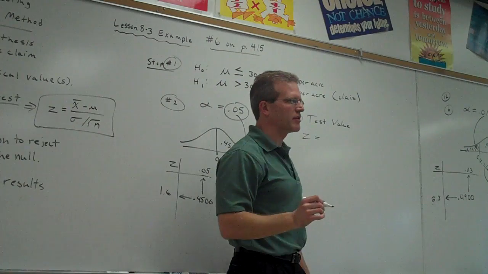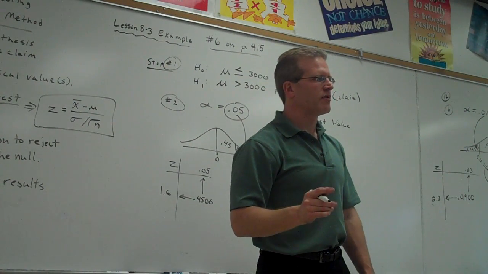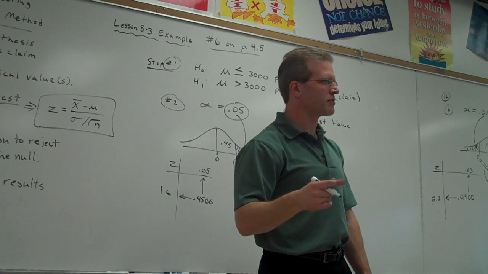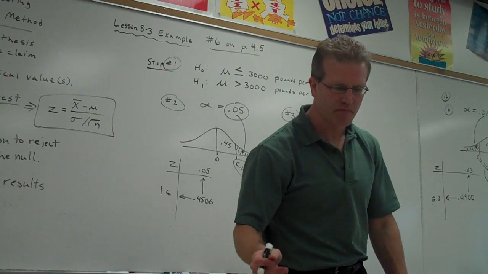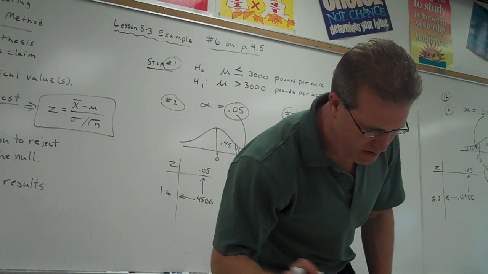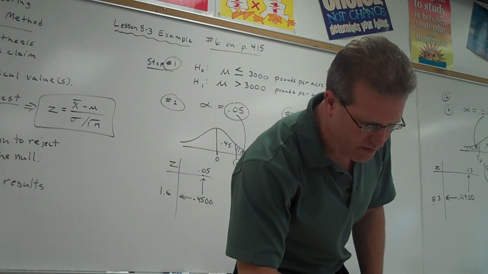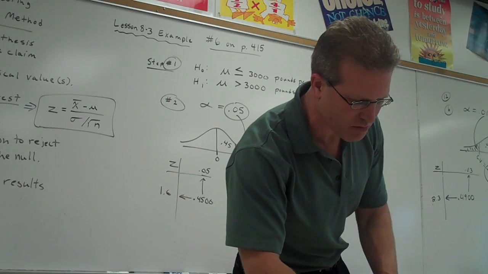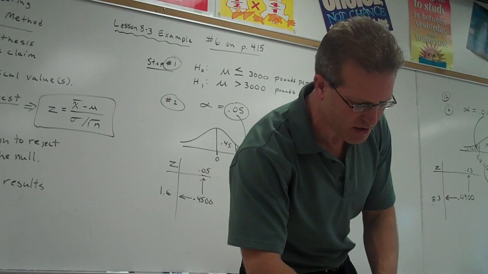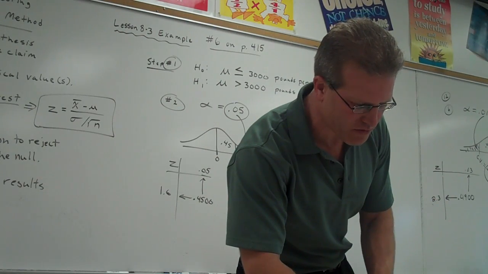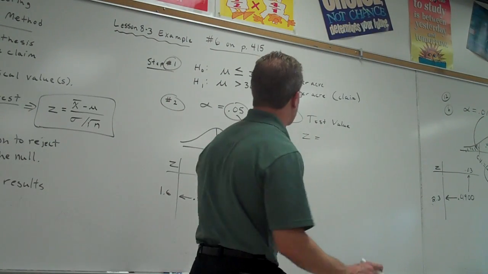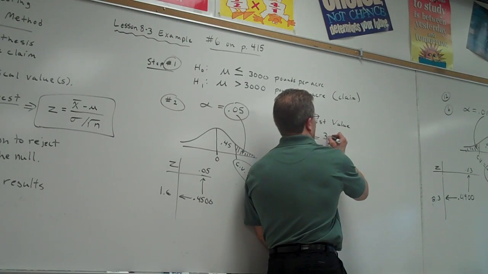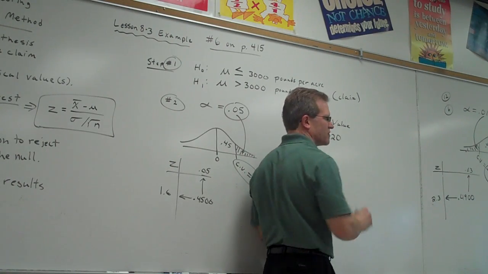X bar would be the sample average. What was the sample average of pounds of peanuts per acre? What did it say in the problem? Yep, a new plant food has been developed and is tested on 60 individual plots of land. So n is 60. The mean yield with the new plant food is 3,120. So X bar is your sample average. 3,120 is the average of the sample.